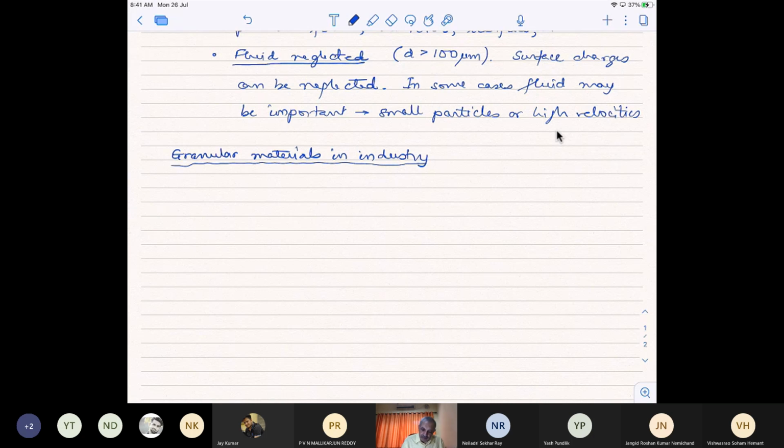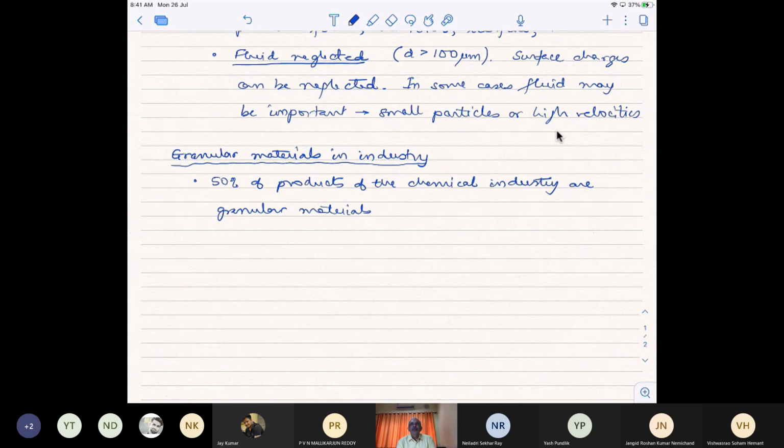And the basic point is that more than 50% of products of the chemical industry are granular materials. That is most of the stuff that is made.